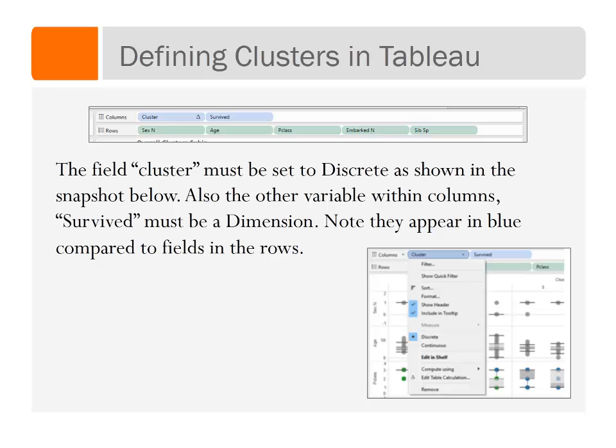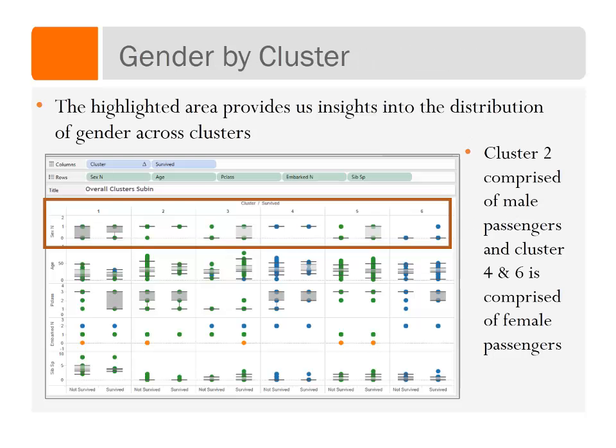And also, the other variable within column survived must be defined as a dimension. So you want to make sure that that's showing up as a dimension. Now here we're highlighting gender by cluster, so we can go through here. We can see the different proportion of, say for example, cluster 2 comprised of male passengers, cluster 4 and 6 comprised mostly of female passengers. So just as an example of how we might read some of our box plot notation here.